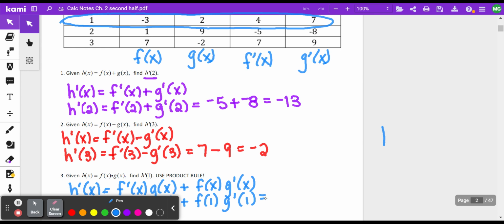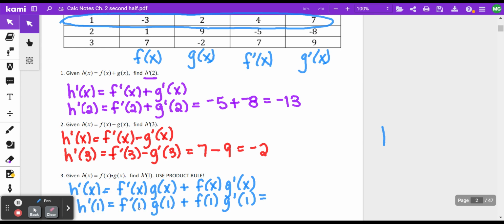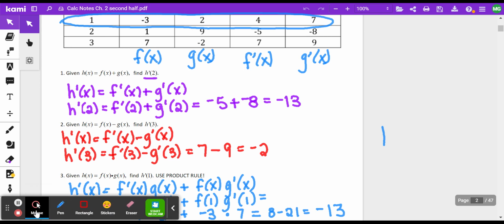And so now what we'll do is we have f prime of 1, which is 4, times g prime of 1, which is 2, plus f of 1, which is negative 3, times g prime of 1, which is 7. Okay, so they started announcements right in the middle of that. So hopefully you got negative 13 when you put that all together.